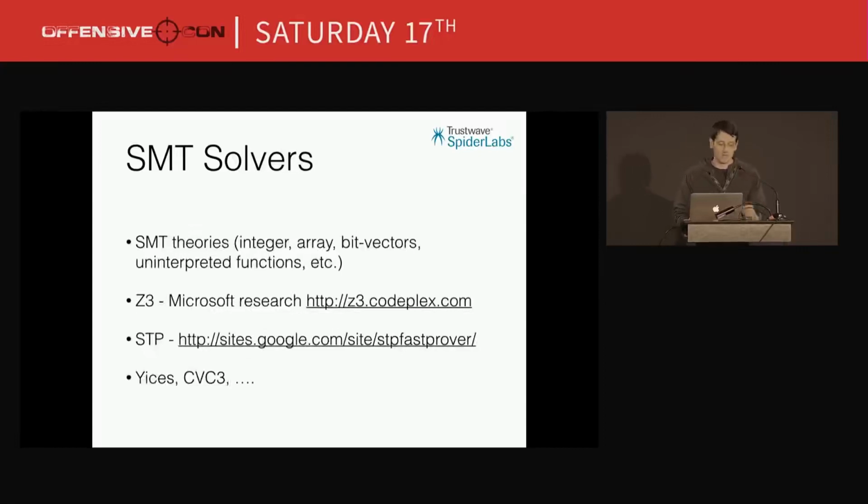So there are different theories: integers, arrays, bit vectors, and so on. In terms of implementations, there are two well-known ones: Z3 by Microsoft and STP. We've implemented both of them when we decided to implement this concolic engine in the kernel. From personal experience, Z3 performs slightly better than STP, and I just find bindings for Z3 a little easier to use.